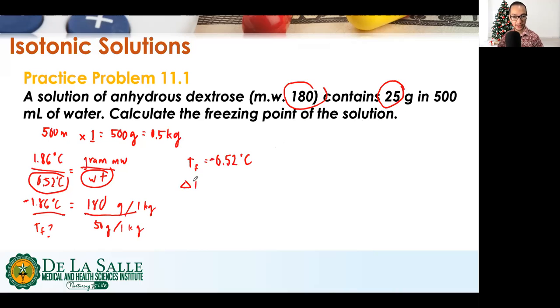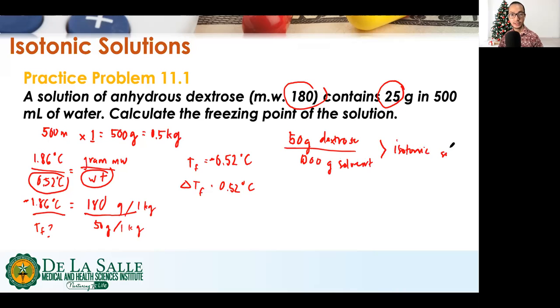The freezing point depression, TF, is 0.52 degrees Celsius. That is equivalent to that of an isotonic solution. So we can say that a solution of dextrose that is 50 grams of dextrose in 1,000 grams of the solvent is considered as isotonic.